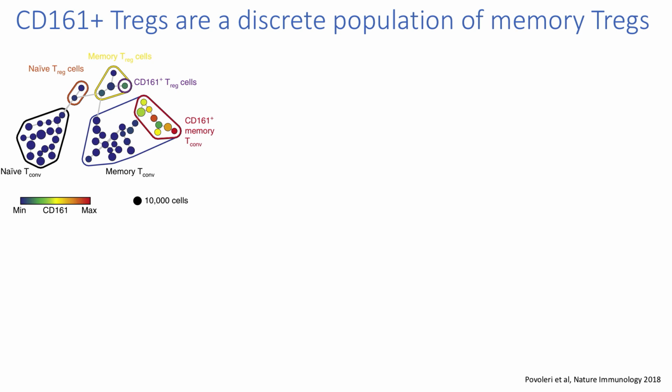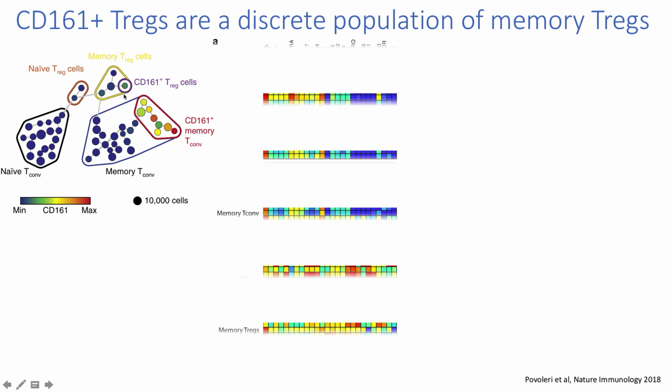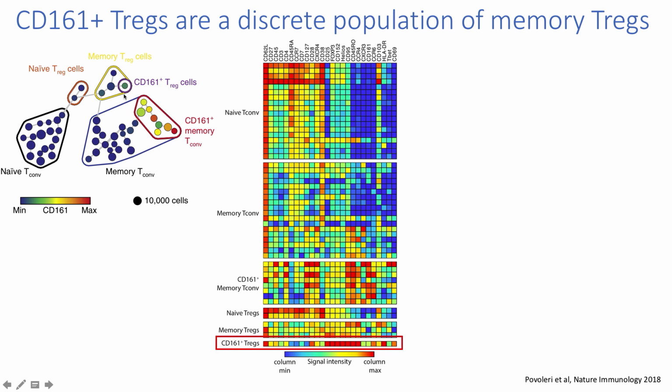And indeed, based on the profile of the t-SNE that we just showed and the SPADE analysis indicated here, what we actually found was that we can characterize a population of CD161 positive Tregs within the memory population of Tregs. And indeed, they do express a specific profile that can be identified by mass cytometry.